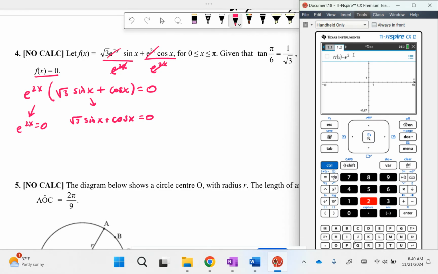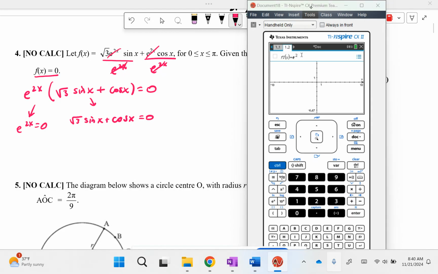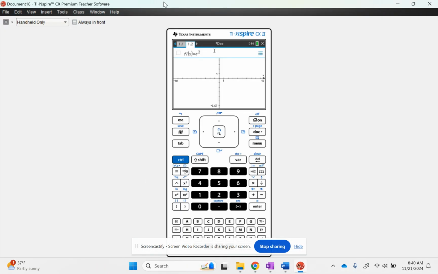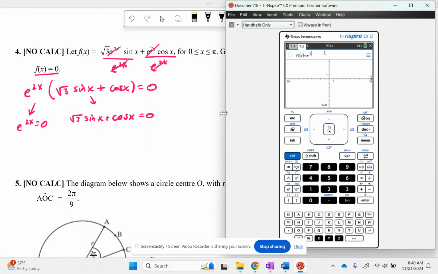No, it won't give me e to the x. Why is this not fitting on here? This needs to go away. How do I make this disappear? There we go. Oh, wow. Okay, that's not what I wanted. This video is like 2 seconds away from being ruined.